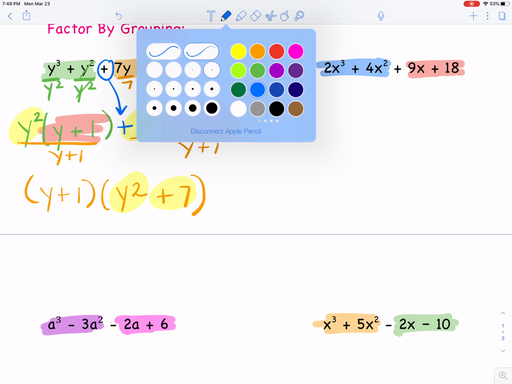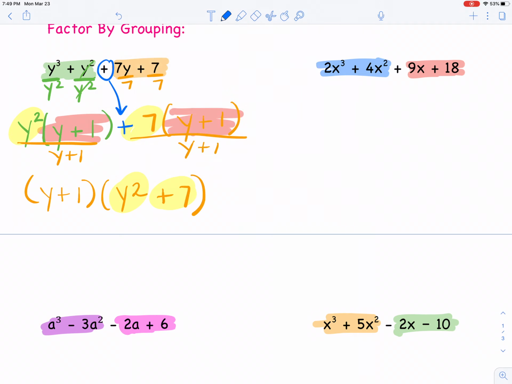Next one, you could always pause and try it yourself first if you'd like. I'm going to factor out a 2 from the 2 and the 4. They both have a base of x. The lower exponent is squared. So I'm going to divide them both by 2x squared, giving me x to the first power, because the 2's divide out, plus 4 divided by 2 is 2. The x squareds also divide out.